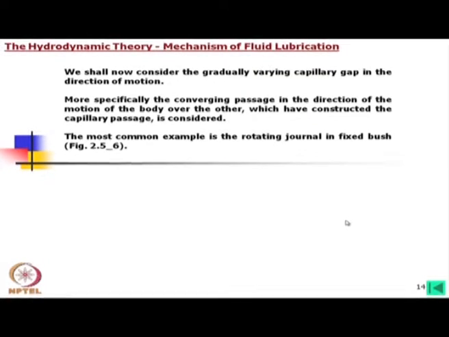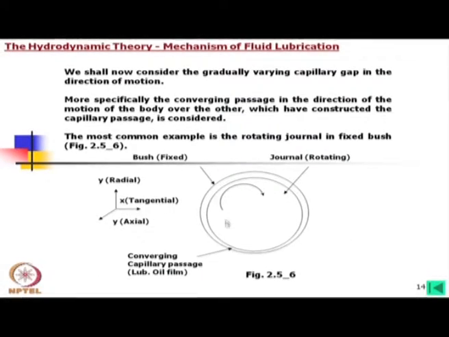The most common example is the rotating journal in a fixed bush, which I have shown here. Say this outer one is the bush, the inner one is the journal, and the journal is rotating and the outer one is fixed. It may be otherwise also: inner one fixed, outer one moving. In some cases, for example planetary gears, both are moving, but we need only that one should have relative rotation with respect to the other.